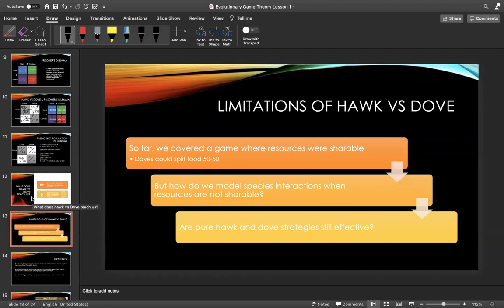But the question here is, say we change the game. Say no longer the resources were shareable. In that case, doves could not share resources with other doves. Now the question is, what do we do? Are pure hawk and dove strategies still effective? Does anyone want to comment on that? What do you think a good strategy is when the resources are no longer shareable?